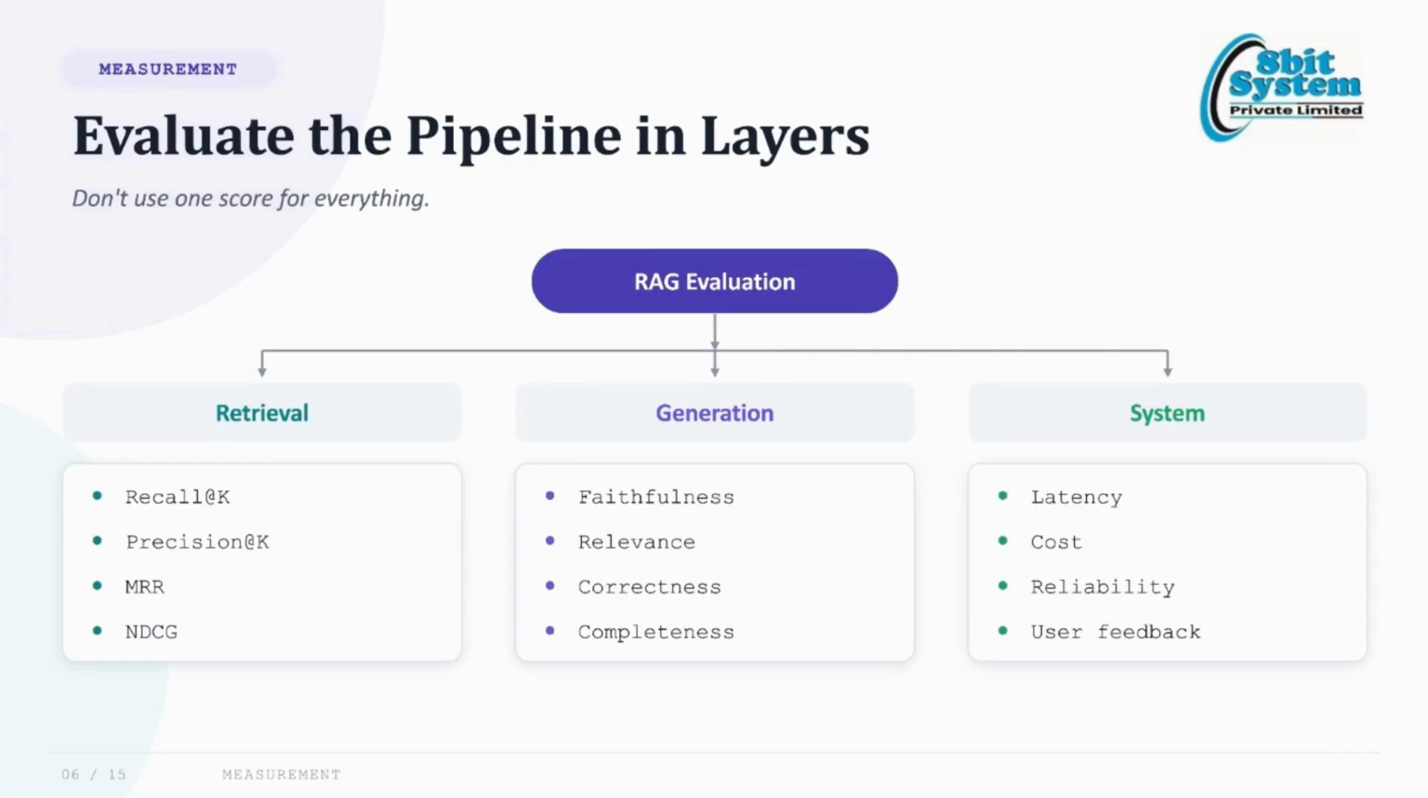Split evaluation into three branches: retrieval, with recall, precision, MRR, and NDCG; generation, with faithfulness, relevancy, correctness, and completeness; and the system, with latency, cost, and reliability. Different branches, different fixes. A blended score just hides where the real problem is.